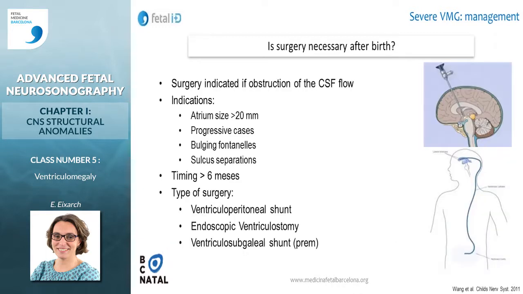What are the surgical procedures in these children? Generally, surgery is indicated when there is an obstruction in the cerebrospinal fluid, and the indications are when there is a severe dilation or signs of intracranial hypertension. The surgeries can be ventriculoperitoneal shunt placement or endoscopic ventriculostomy, and the decisions are made with the neurosurgeons, taking into account the evolution of the newborn.